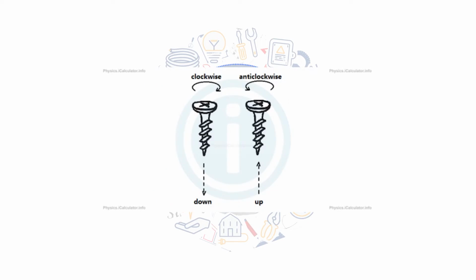You may remember that if you have ever turned the screwdriver in the clockwise direction, the screw has moved linearly away from you, and when you have tried to remove the screw, you have turned the screwdriver anti-clockwise to make the screw move towards you. This is illustrated in the figure on screen.